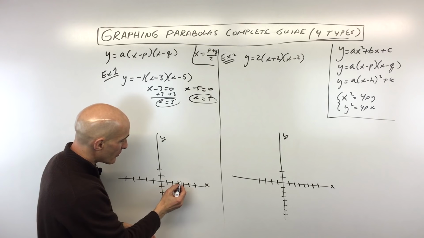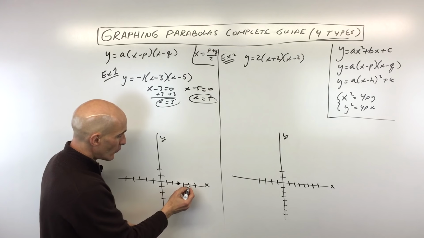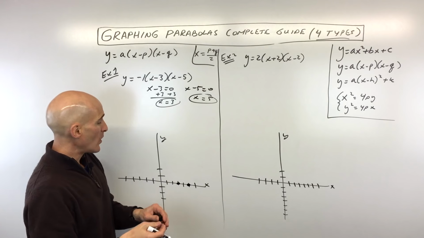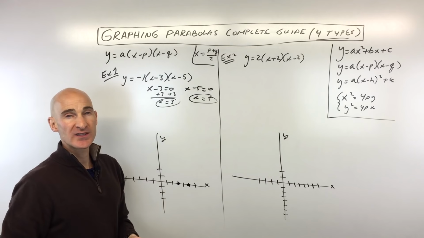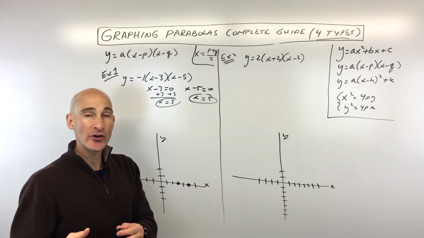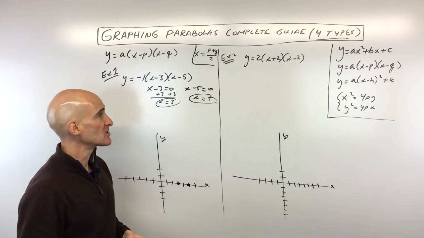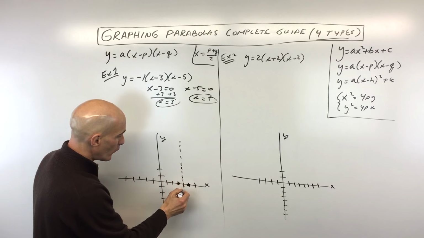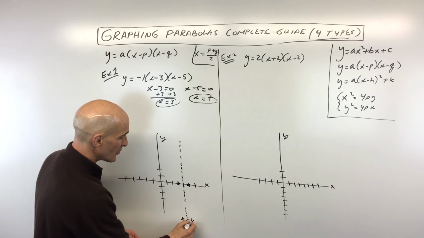So 1, 2, 3, okay, and 4, 5. Those are our x-intercepts. Now what you want to do is find the middle between those two x-intercepts. That's going to be your axis of symmetry. It's also going to be the x-coordinate of your vertex. So in this case, you can see that it's going to be right here at x equals 4. Okay, so I'll just write that down here, x equals 4.